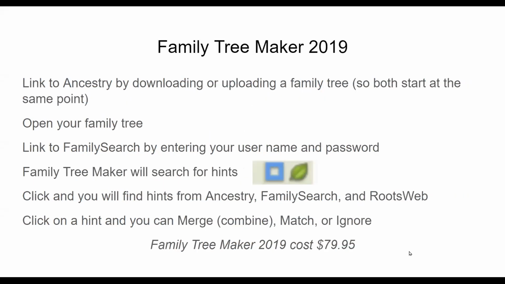Family Tree Maker, retail cost is $79.95. As I indicated, if you're upgrading from an older version, there's a discount.